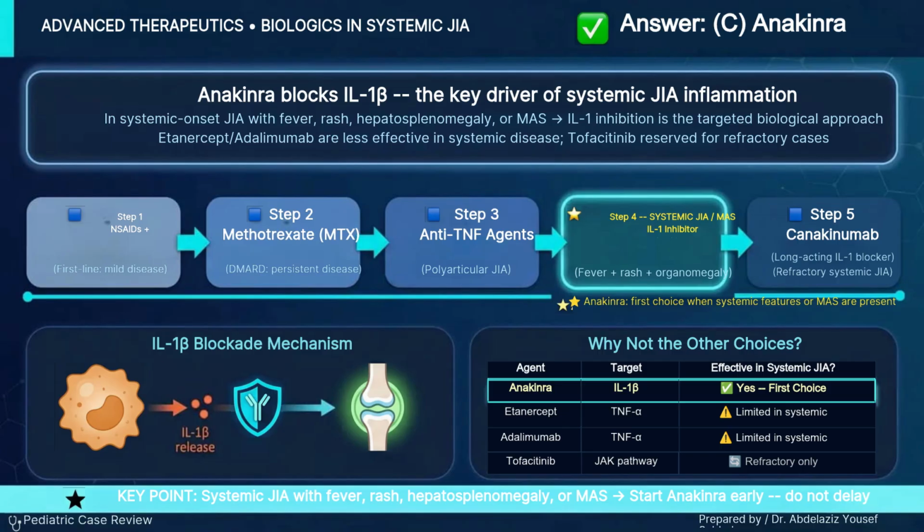The treatment ladder proceeds from step 1 with nonsteroidal anti-inflammatory drugs and intra-articular steroids for mild disease, to step 2 with methotrexate for persistent disease, to step 3 with anti-tumor necrosis factor agents for polyarticular disease, to step 4 with anakinra as an interleukin-1 inhibitor for systemic features or macrophage activation syndrome, and finally step 5 with canakinumab for refractory systemic disease. Start anakinra early and do not delay.